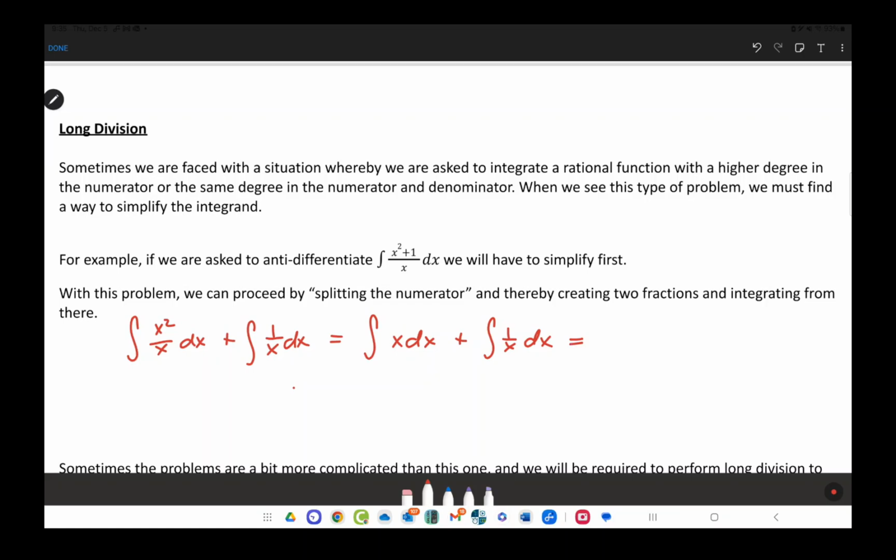All I did was simplify. First we separate the two numerators and divide each numerator by the denominator. x squared divided by x is just x, and then we can't do anything with the 1 over x. What's the antiderivative of x? I have x squared over 2 plus the integral of 1 over x, which is the natural log of x, but again we have to have the absolute value here.